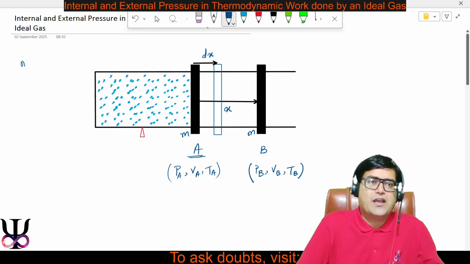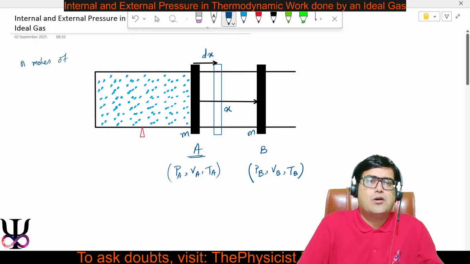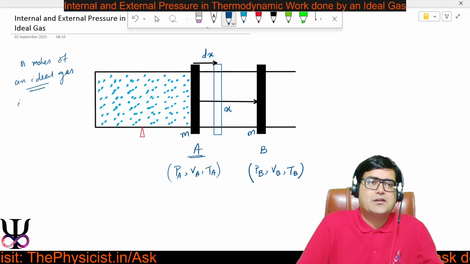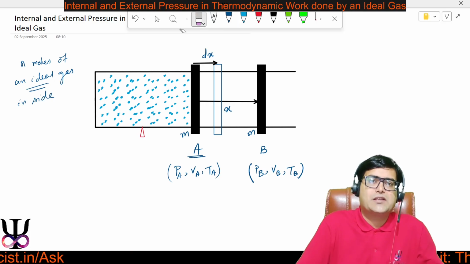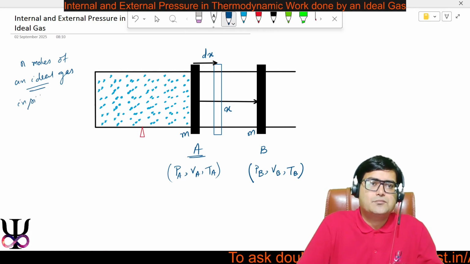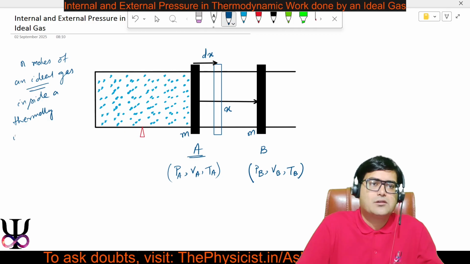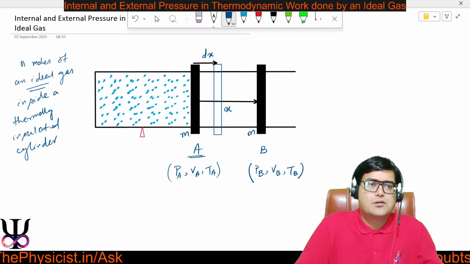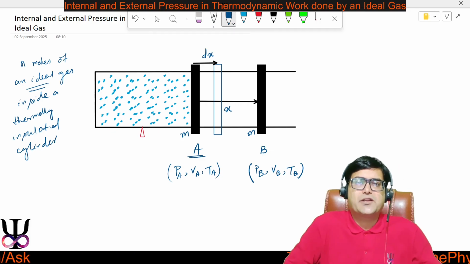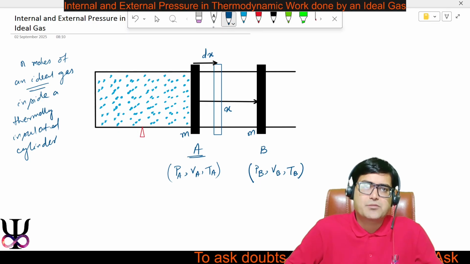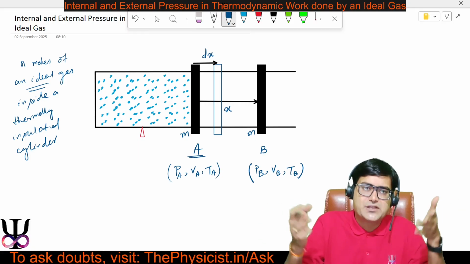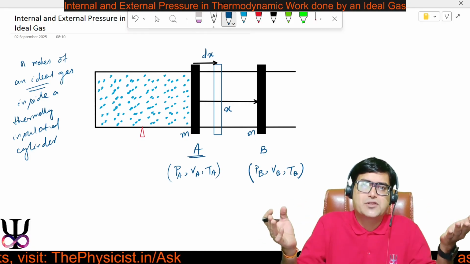So let's suppose we have n moles of an ideal gas that is inside a thermally insulated cylinder. So the cylinder and piston arrangement that you see in this diagram is thermally insulated. That means we are not letting the heat come inside or go from inside to outside.